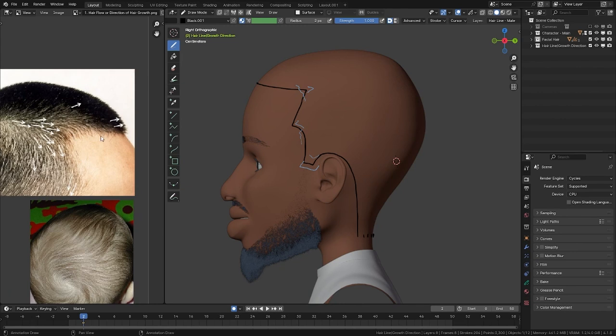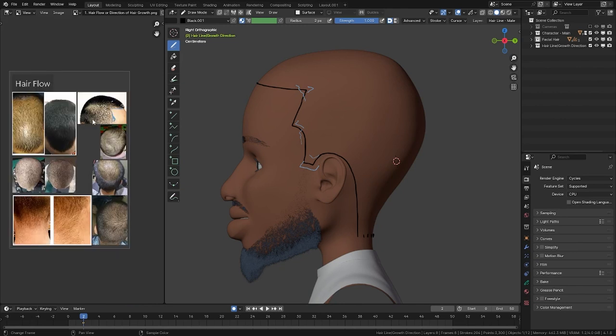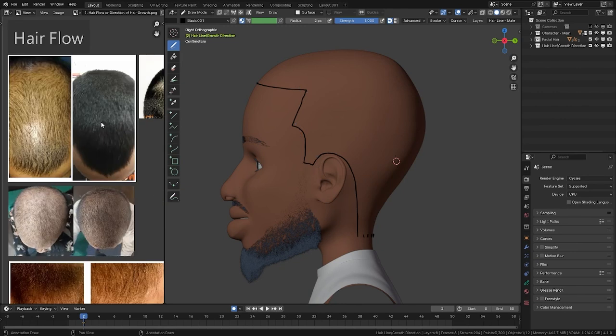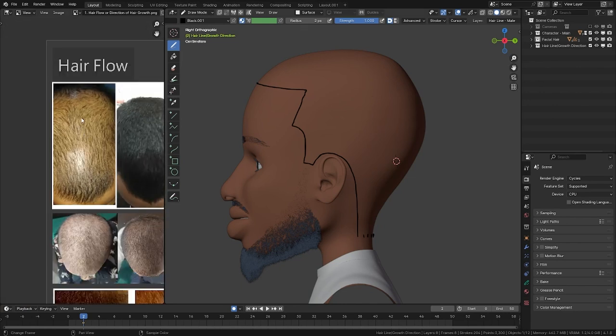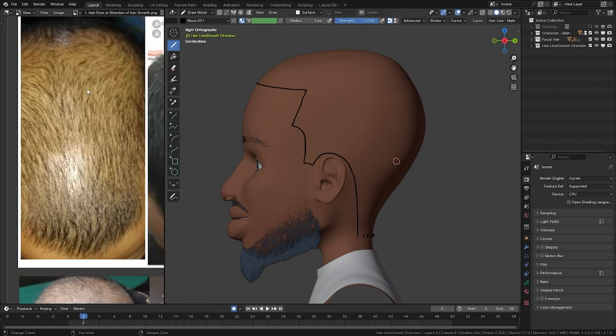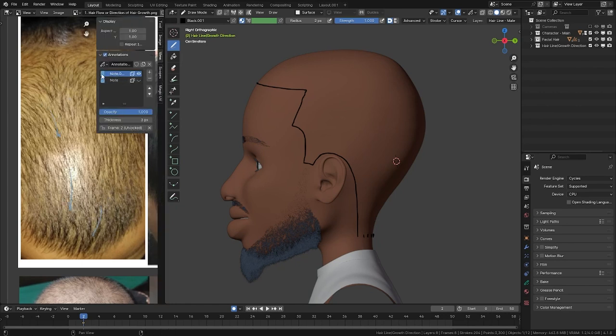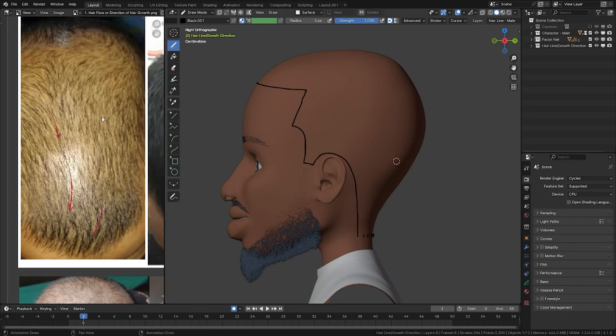This is the hairline. Another part we talked about is hair flow. The hair flow, or direction of hair growth, as you can see on our character, flows from the top back side of our head to the front of the forehead. You can see the direction. This is the direction of hair growth, the hair flow. This is how hair flows.